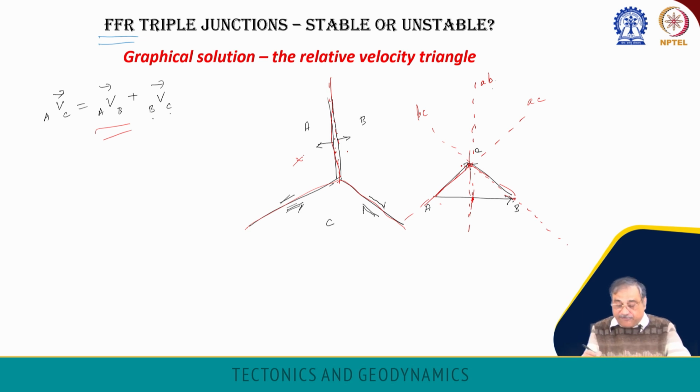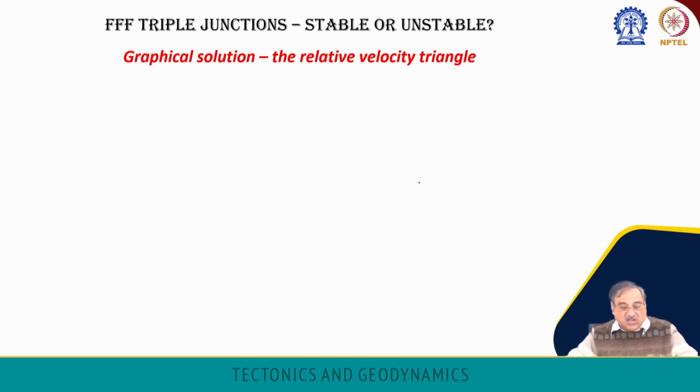However, if we have a situation where this is a scalene triangle and not isosceles, then obviously the perpendicular bisector will not pass through point C, and you will not get a common point of intersection. So the nature of this junction, the FFR junction, may be either stable or unstable depending upon the configuration, the actual magnitudes of the relative velocities. There are conditions under which it will be stable, and conditions under which it will not be stable. So an FFR junction has these conditions here.